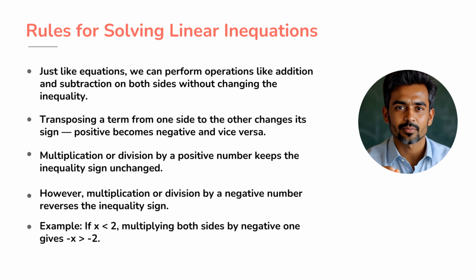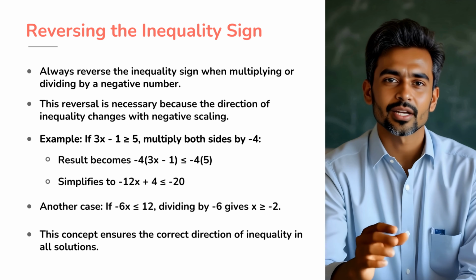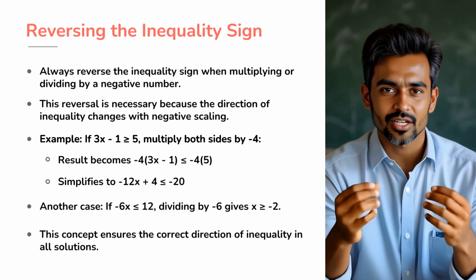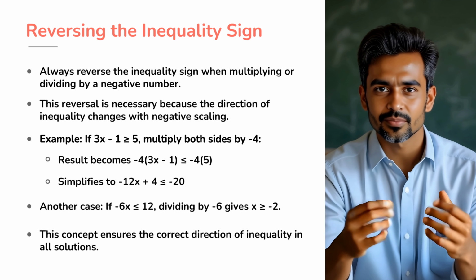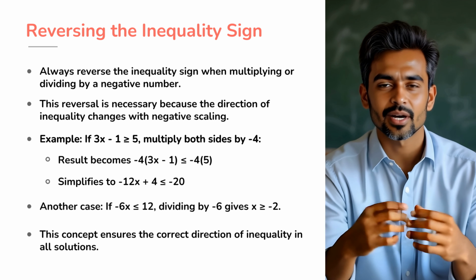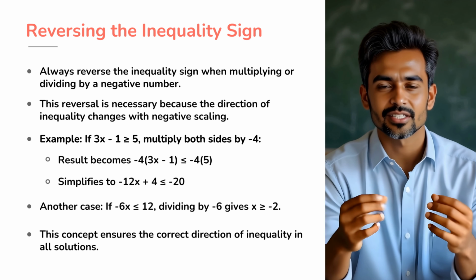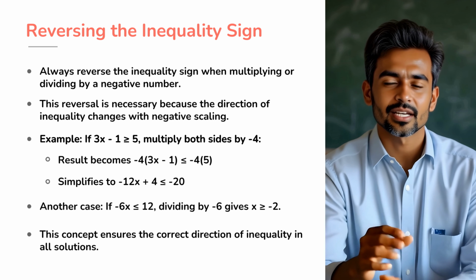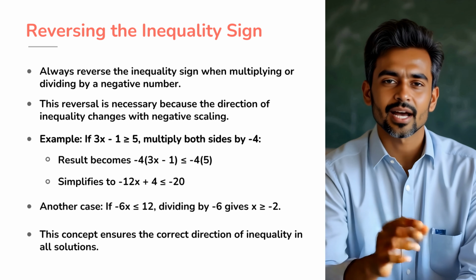Rule 3. If you multiply or divide both sides by a positive number, the inequality sign remains the same. However, if you multiply or divide by a negative number, you must reverse the inequality sign. This is the key distinction between equations and inequations. Let's go deeper into the most critical rule, reversing the inequality sign when dealing with negatives. Take this example, if x < 2 and we multiply both sides by -1, we get -x > -2.